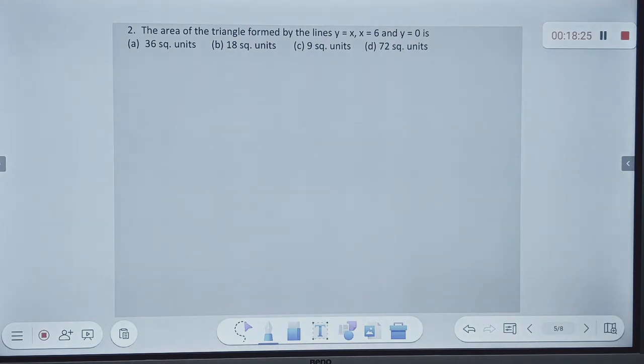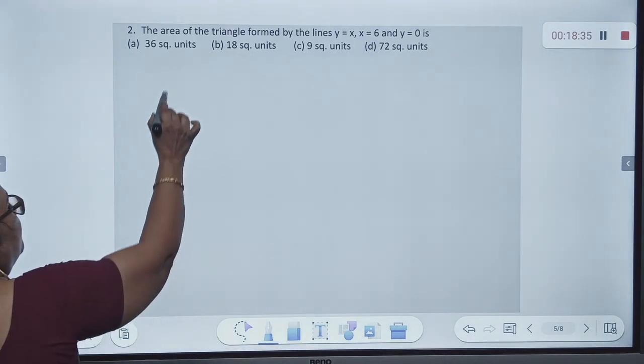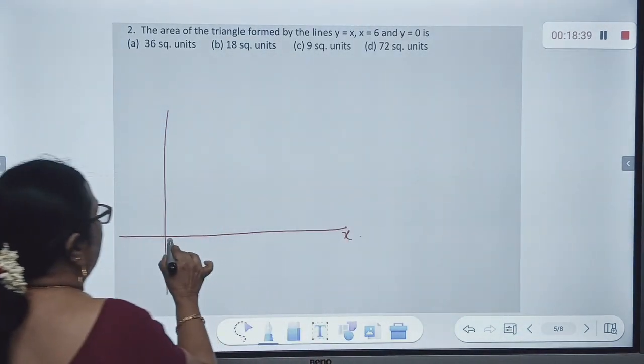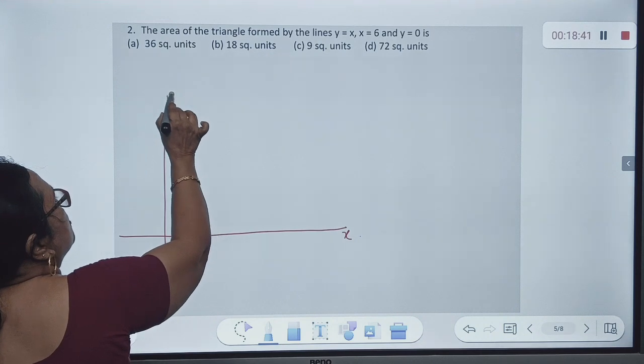Now you have to find the area of the triangle formed by the lines y equal to x, x equal to 6 and y equal to 0. So first let me draw and then I will also show this using GeoGebra.